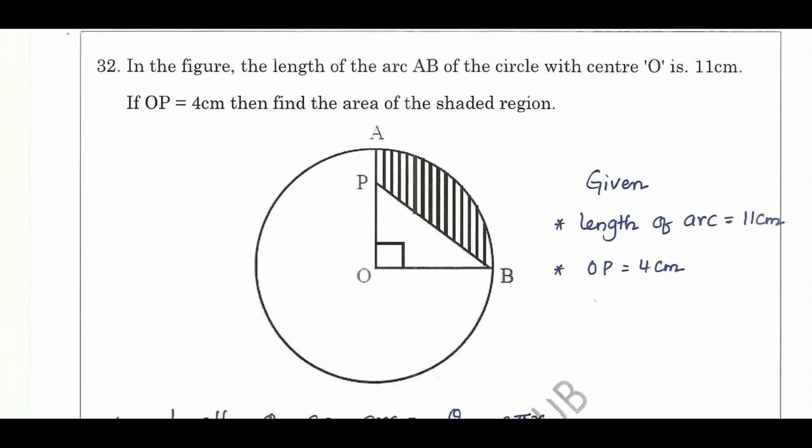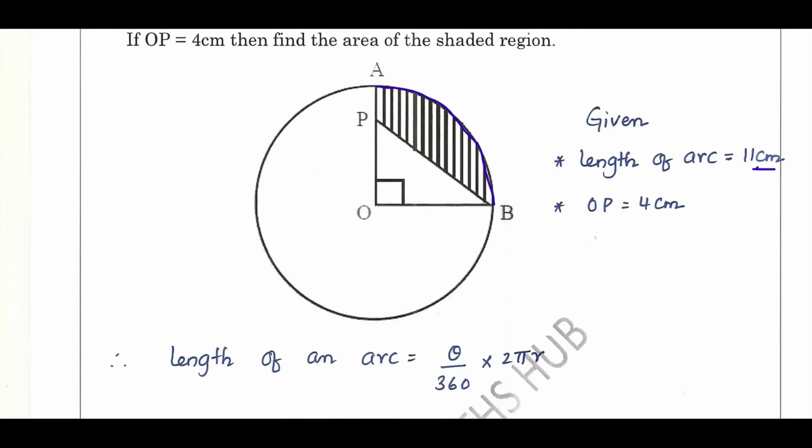Very simple question. In the given figure, very important question, the length of arc ABE of the circle with center O is what? 11 centimeter. Given the length of arc is 11 centimeter and OP as 4 centimeter. The shaded region is area of quadrant minus area of this triangle. If you remove area of quadrant minus area of triangle, we get this shaded portion.